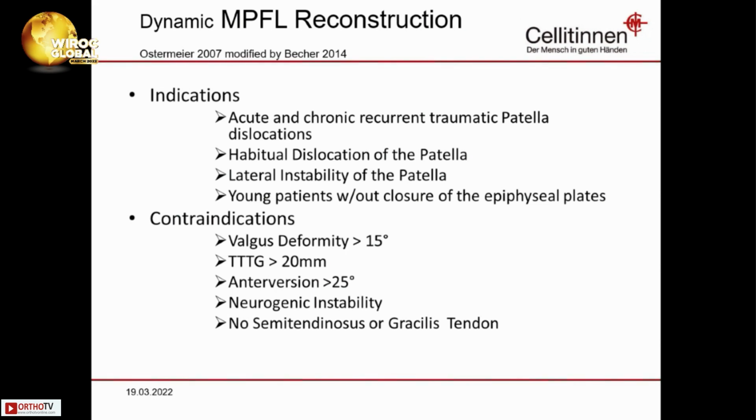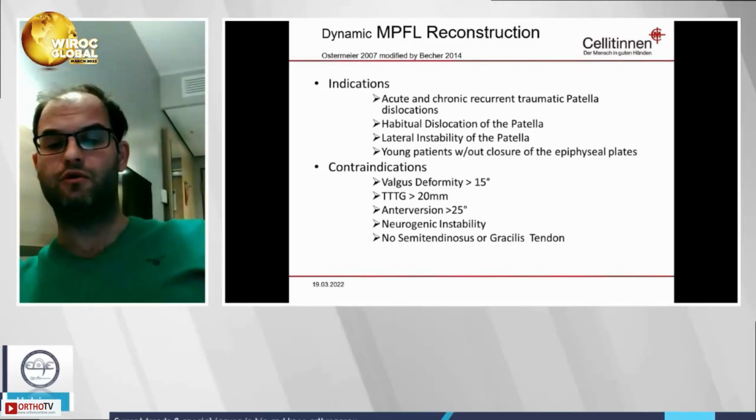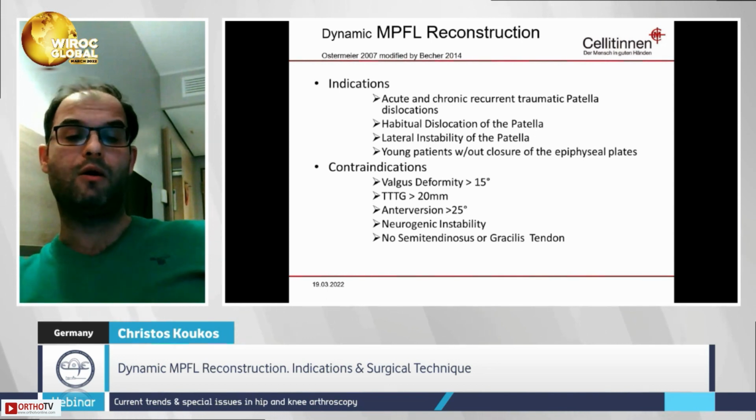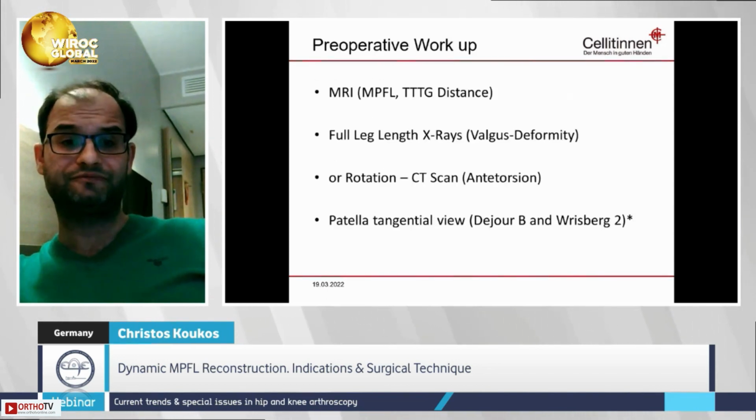The indications are pretty similar to those of the static MPFL reconstruction, but you can use it even in young patients, for example those who don't yet have closure of the epiphyseal plates. Contraindications are a huge valgus deformity of more than 15 degrees, a TTTG distance of more than 2 centimeters, an anteversion of more than 25 degrees, not having a semitendinosus or gracilis tendon, or having a neurogenic instability.